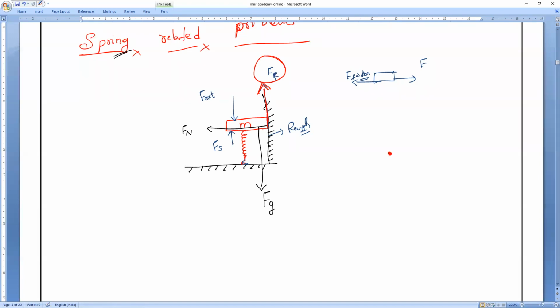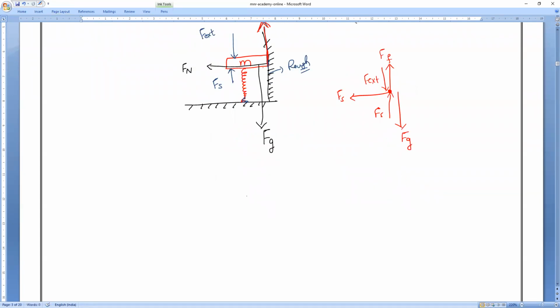Now, if I take the FBD, check it, everybody: how many forces are acting? F friction is acting in the upward direction, F external is acting downward, the spring force is acting upward, the normal force is acting perpendicular to the surface, and the gravitational force, the weight, is acting downward. So these many forces are exerted on this body. Will you all agree with me? So all these forces together we call the net resultant force.